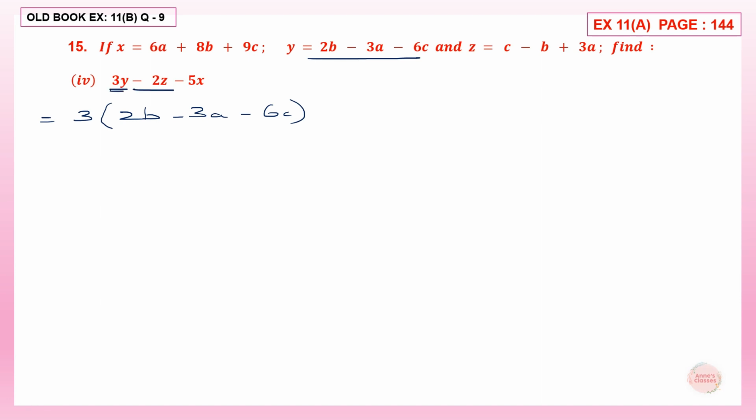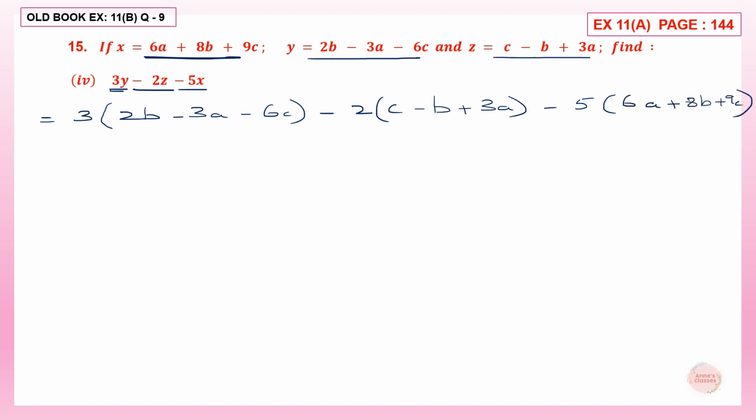Now it is minus 2z, and z is this: c minus b plus 3a. Minus 5x. So minus 5, and what is x? X is the first one in the beginning, so 6a plus 8b plus 9c. Close brackets. Now we're going to work out what's within brackets and remove the brackets.